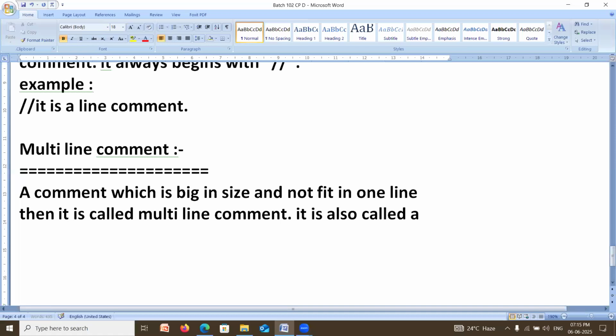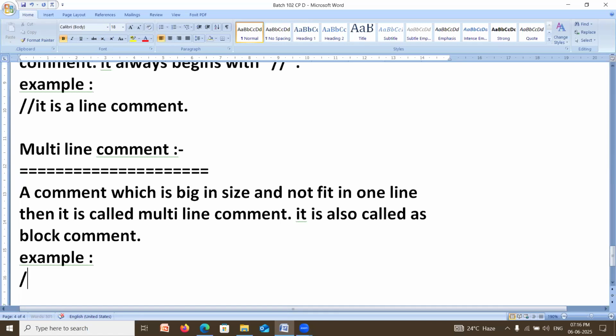It is also called a block comment. Block means a group of lines. A group of buildings is called a block. In college, we have A block, B block, C block, like that. A group of statements is called a block. Block comment. You have to write the block comment like this.